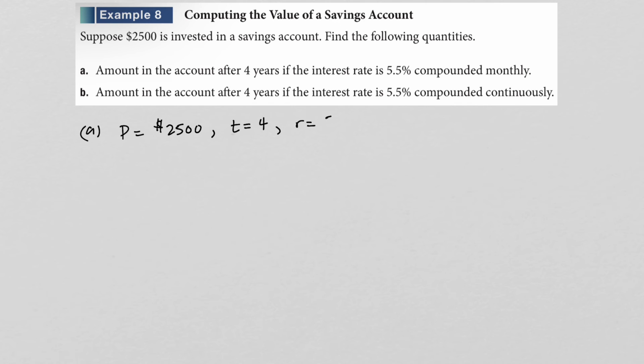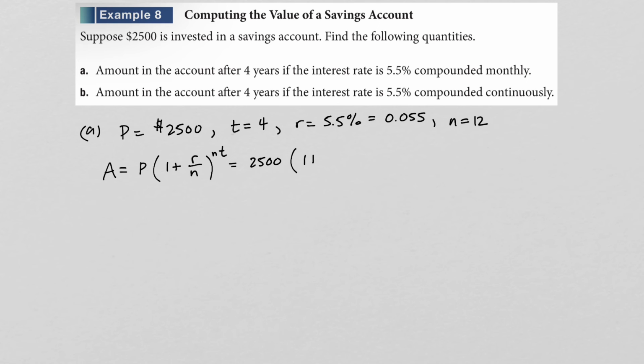The interest rate is 5.5%. Now, we do need to change this to a decimal, so we need to write that as 0.055. And it is compounded monthly, so N is equal to 12, right? Because that's 12 times per year. The formula is A equals P times 1 plus R divided by N to the N times T power. This is 2,500 times 1 plus 0.055 divided by 12 raised to the power 12 times 4.